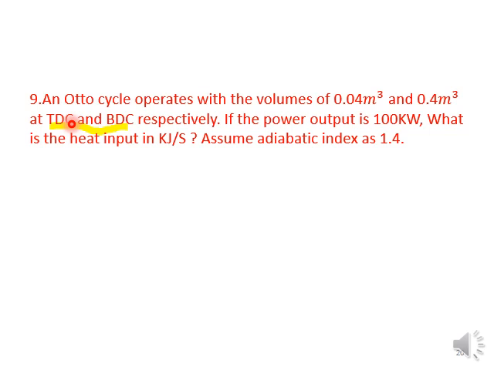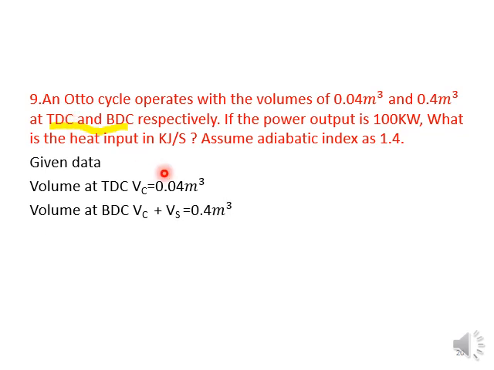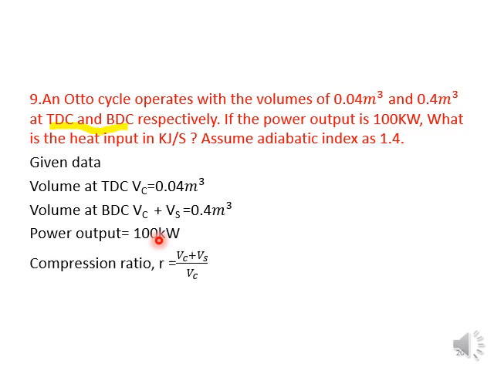After getting the R value, we will calculate the efficiency, and we know that the efficiency is equal to output by input. From that we can calculate the input. So first, write the given data. Volume at TDC, VC, is equal to 0.04 meter cube. Volume at BDC, VC plus VS, is 0.4 meter cube. Power output is 100 kilowatts, nothing but 100 kilojoule per second.